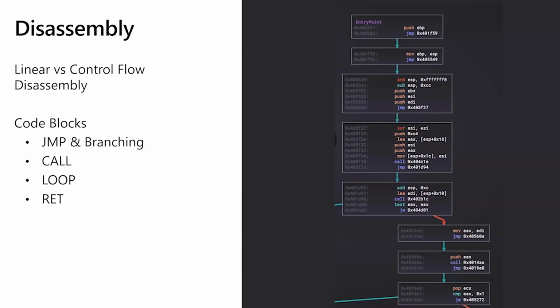Oh, here's an example of control flow blocks. You can see for every jump and branch, there's going to be code in between. And even in VR, we call these code blocks.